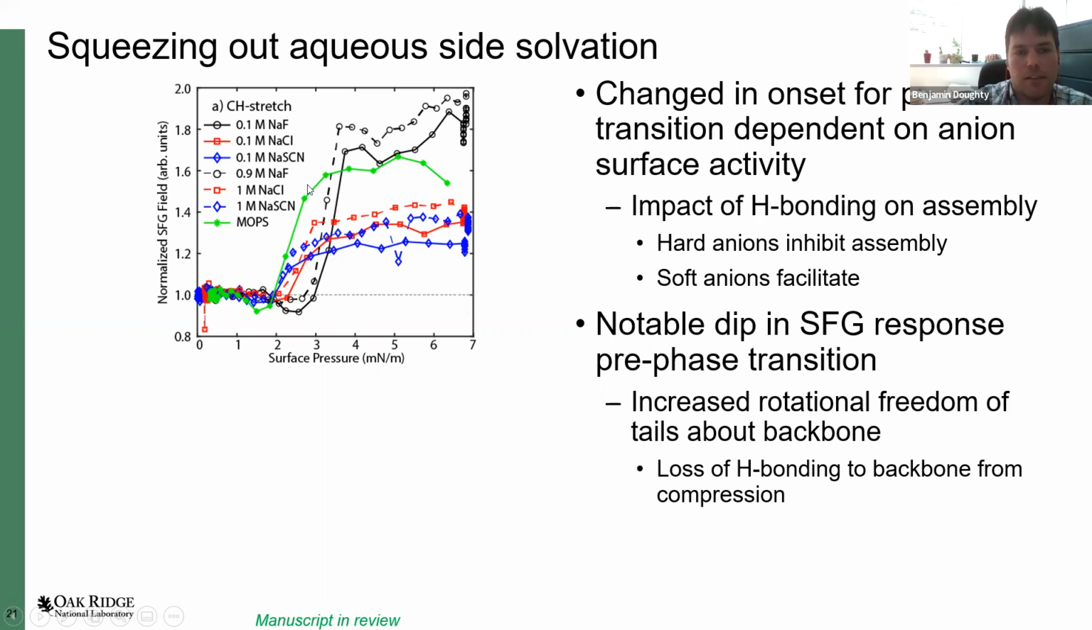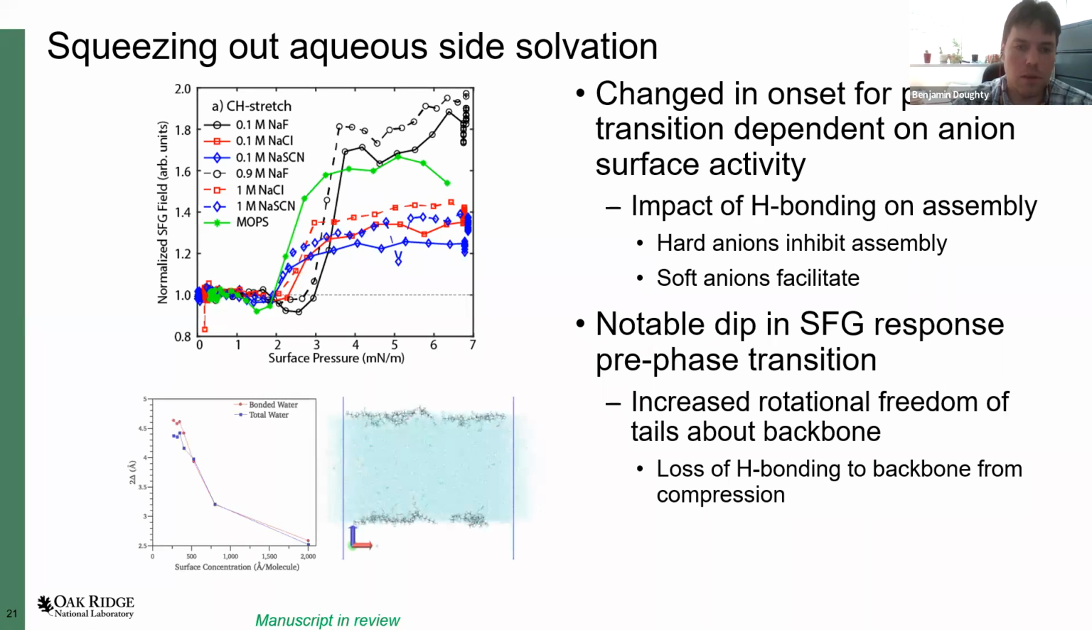In fact, for things like thiocyanate, you see that has the earliest onset. So the disruption of the hydrogen bond network for thiocyanate enables the assembly, but the resulting structures are maybe not necessarily as ordered as they were for fluoride. So it's not always about just disrupting hydrogen bonding networks as being good. It depends on what you want to make. You get differences in the equilibrated structure, especially at the air-liquid interface.